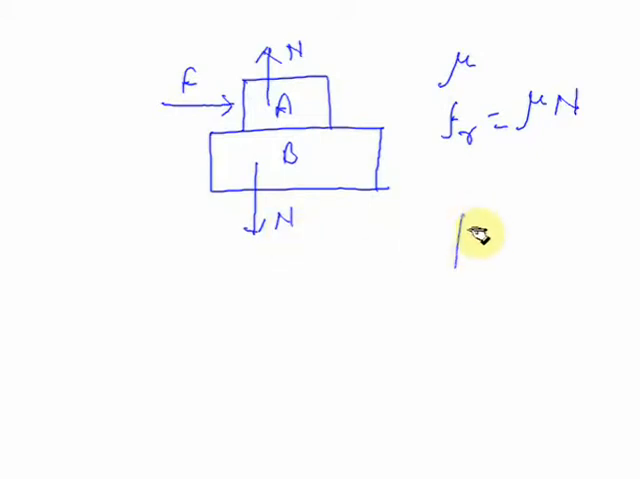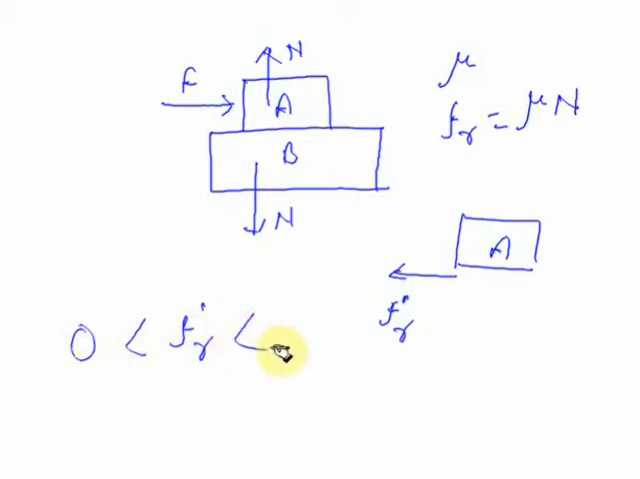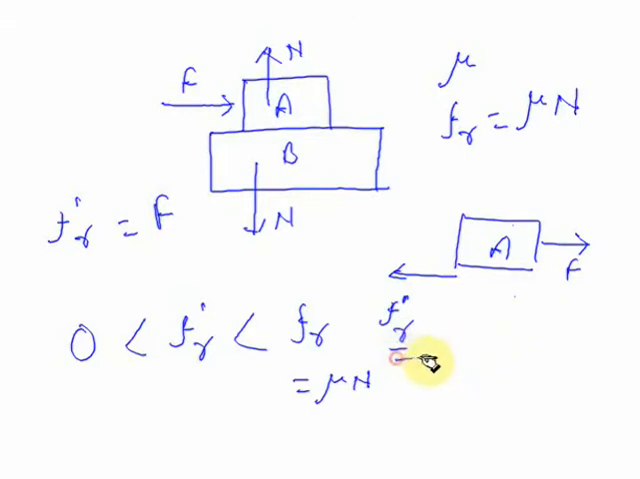So on block A, a force F dash R will act, the friction force. Now the value of F dash R will lie between 0 and Fr, where Fr is mu n, and since the block is not moving, the value of F dash R will be equal to the applied force F. So from the free body diagram we can see that the forces acting on block A are force F, which is external force which is being applied on block A, and the friction force F dash R. And since the block A is at rest, it is not moving, so F dash R must be equal to force F.